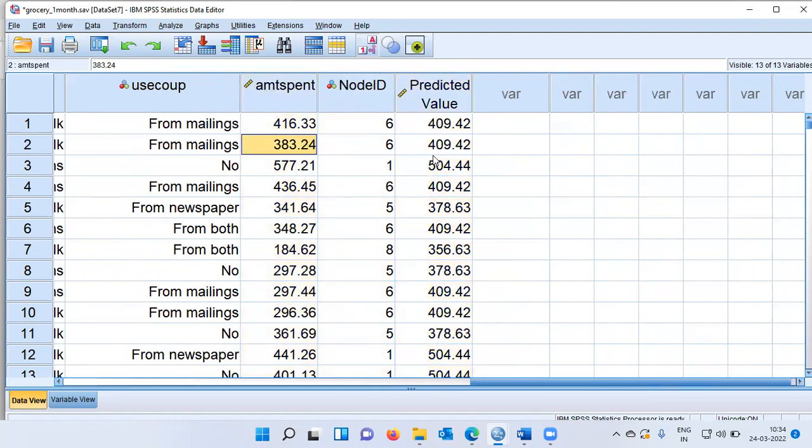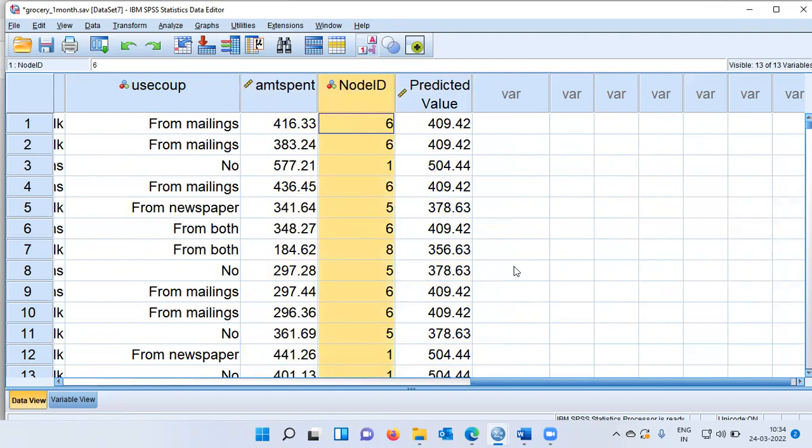Yes, in the case of the second customer, the actual amount is 383. The predicted value is 409. Look at the third customer, 577 is his actual spend. The model is predicting it to be 504. There is some level of gap here. For the fourth customer, it is 436 and the predicted amount is 409. This is the node ID.